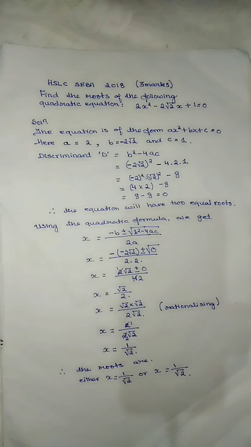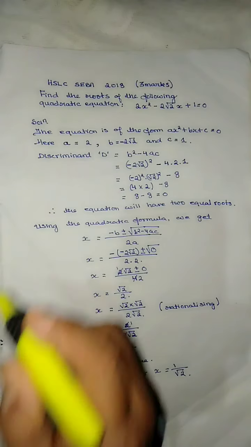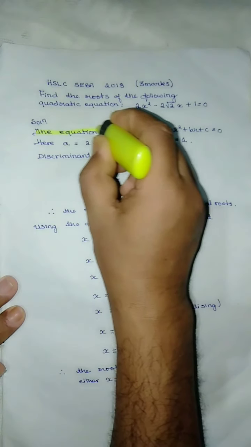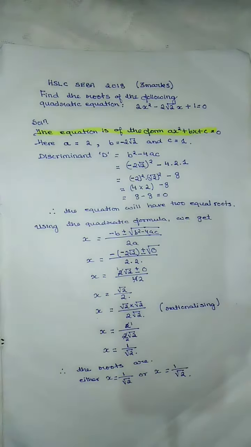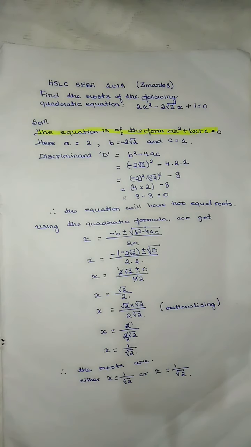Usually whenever you begin a quadratic equation of this sort, I would always recommend that you identify its standard form first in this manner. So this is what I wrote here. You would see that the equation is of the form ax squared plus bx plus c is equal to 0. Here a is equal to 2, b is equal to 2 root 2, a square root of 2, and c is equal to 1. Identifying the coefficients as well as the constant.